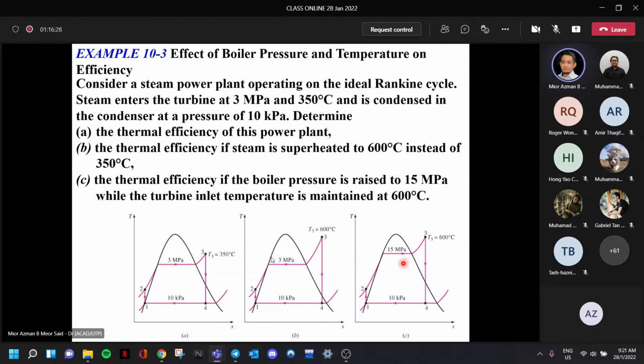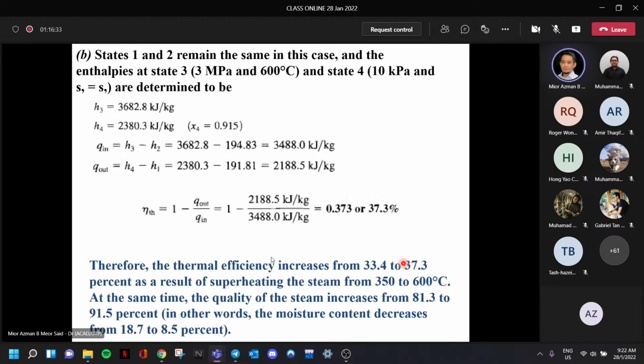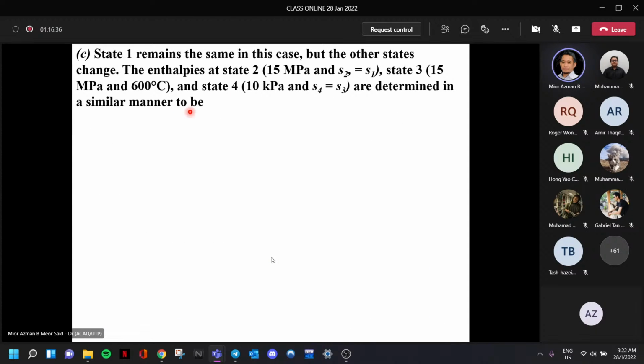What will happen to the thermal efficiency? This we want to see. So for C, state 1 will be the same because the property is the same as the others. But now at state 2, you have 15 megapascal and S2 equals S1. State 3 is 15 megapascal, 600 Celsius, and state 4 is 10 kilopascal. Just go through the approach that we have solved just now. So H2, solving the work pump in, everything.